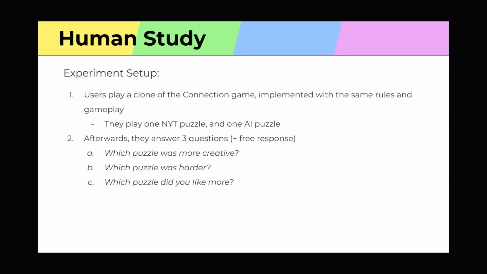So we set up our experiment like this. Users get to go to an online survey. They answer a couple quick questions. And they play a clone of the connections game, which is implemented with the exact same rules and gameplay you would find on the New York Times website. And they're going to play 1 New York Times puzzle and 1 AI-generated puzzle head-to-head.